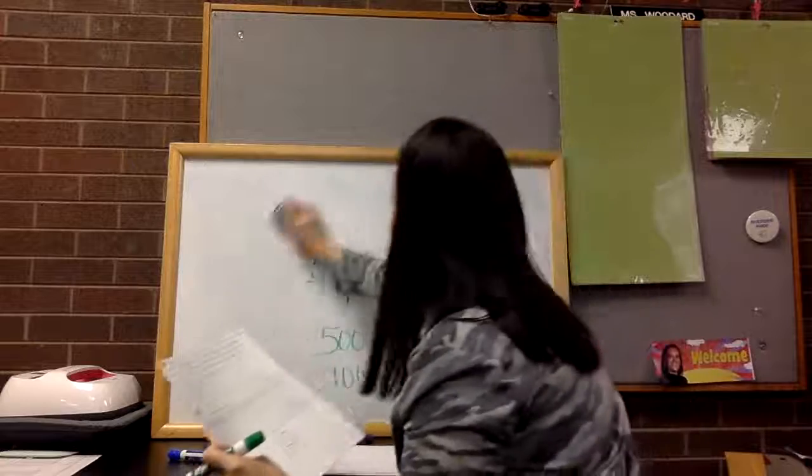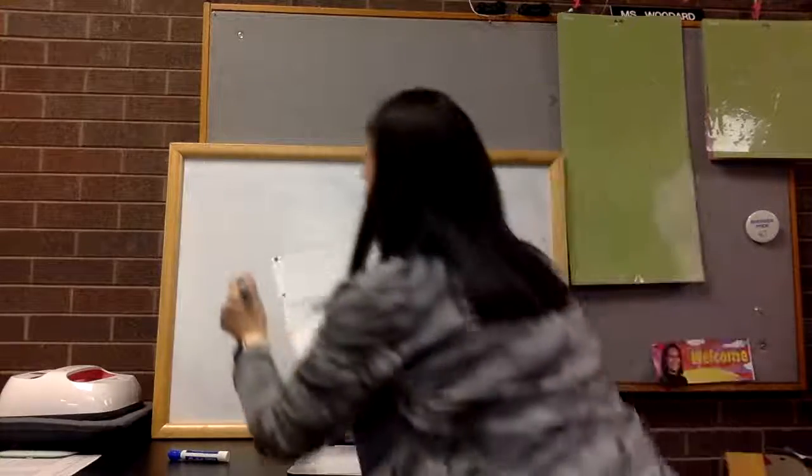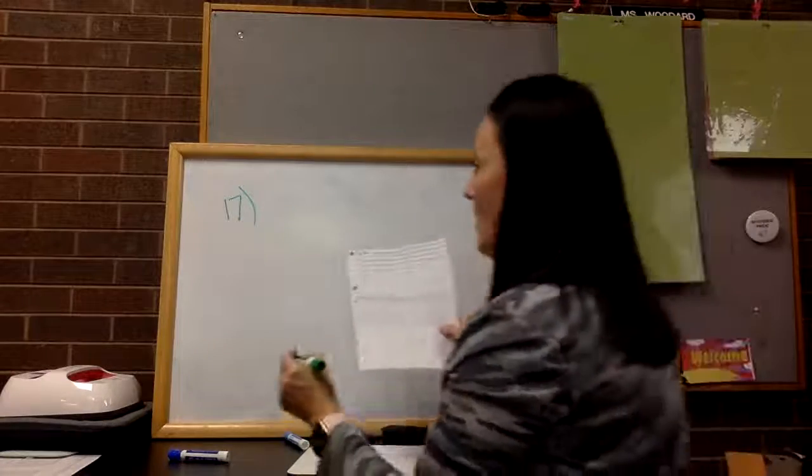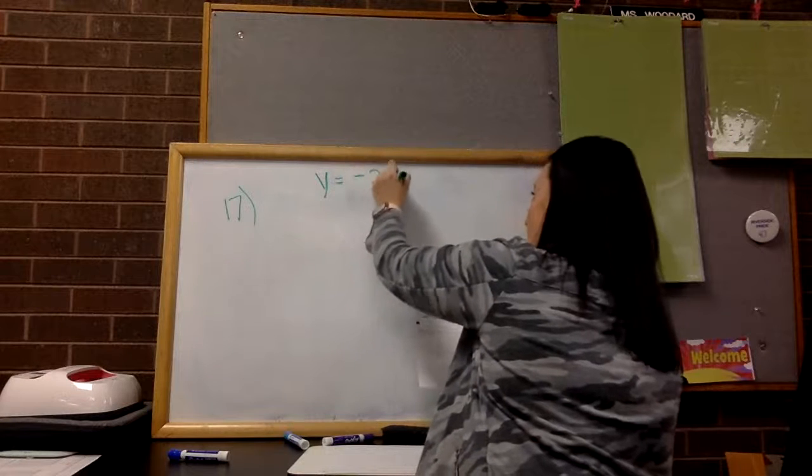Okay, so now we're going to move on to number 17, guys. Number 17 looks like this. You guys are dragging and dropping, and you are going to determine if these are proportional or not. So I'm going to start up here. Y equals negative 2x.